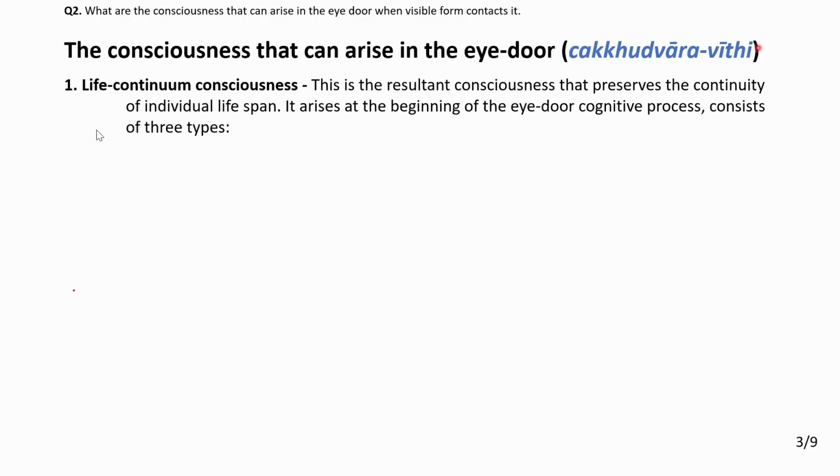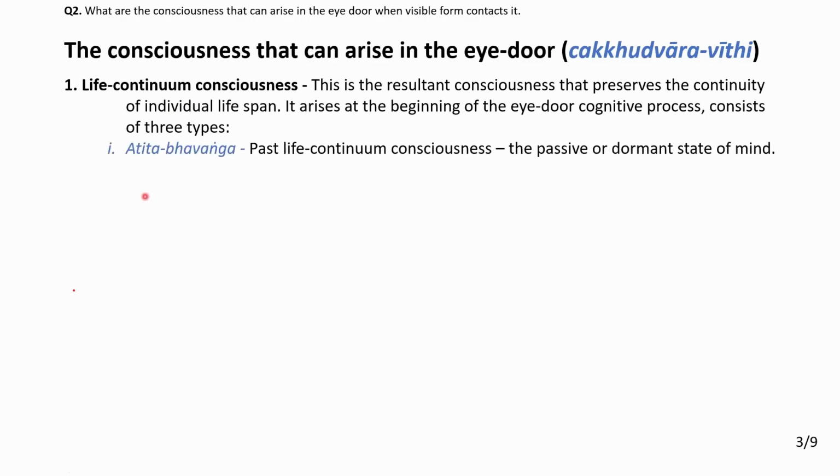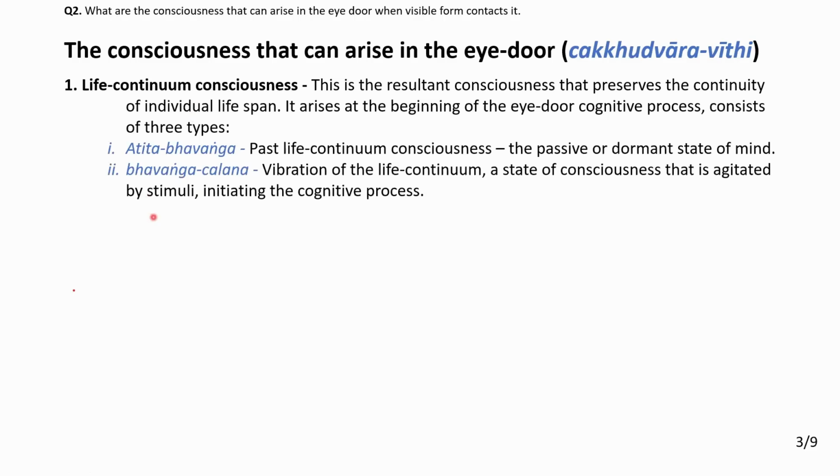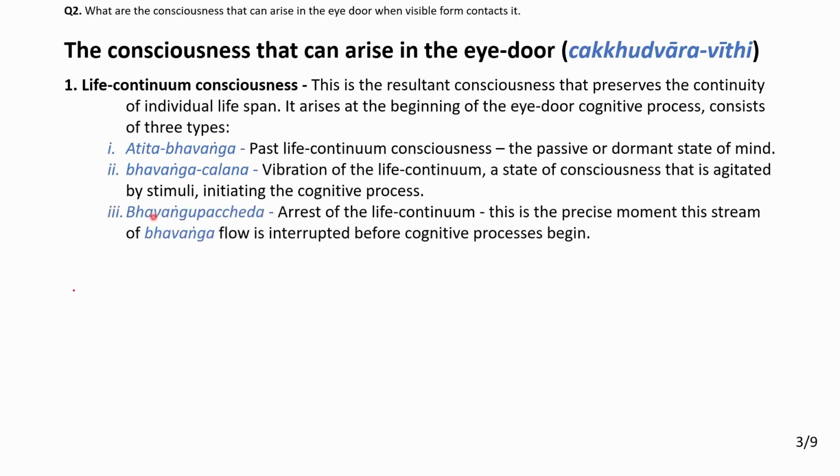So I will do it one by one. First, life continuum consciousness. This is the resultant consciousness that preserves the continuity of the individual lifespan. It arises at the beginning of the eye-door cognitive process. It consists of 3 types: the Atita Bhavanga, the passive dormant state; Bhavanga Calana, the vibration, which is the state of consciousness agitated by stimuli, initiating the cognitive process; and the third, Bhavanga Upaccheda, the arrest bhavanga. This is the precise moment that the stream of bhavanga flow is interrupted before the cognitive process begins.